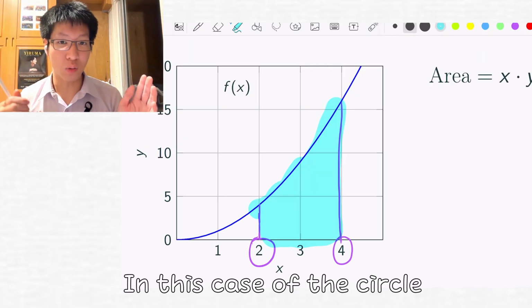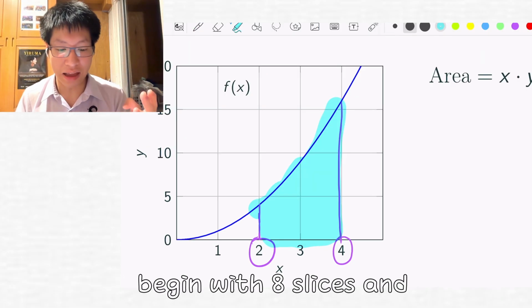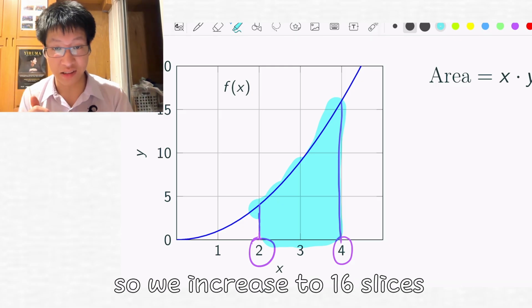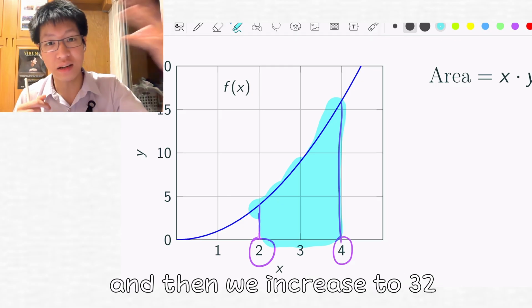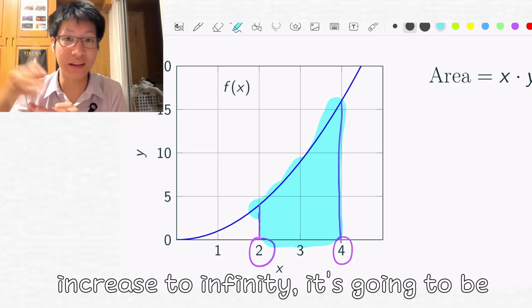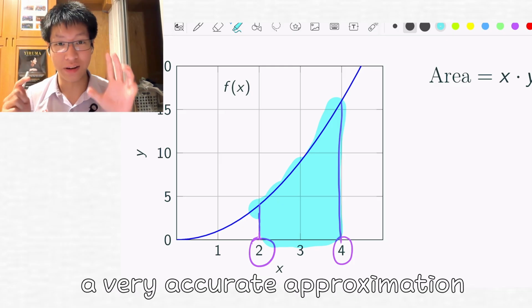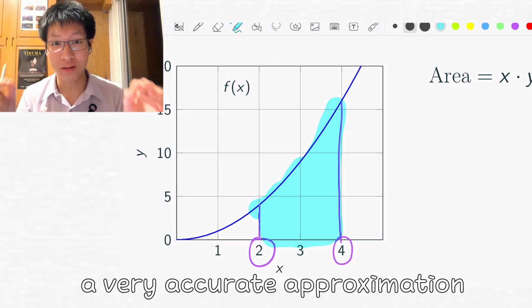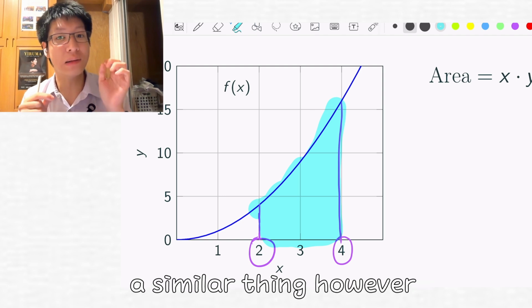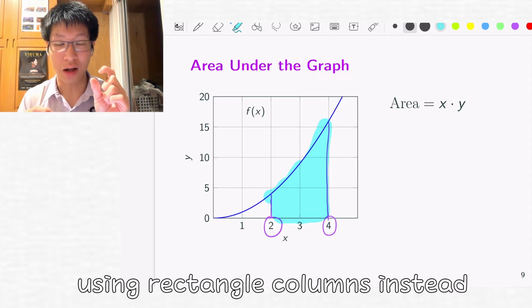So basically we are evaluating the area around this part. In the case of the circle, we began with 8 slices, and that isn't really that accurate. So we increased to 16 slices, and then to 32. And we noticed that if we increase to infinity, it's going to be a very accurate approximation of the area. And we can do a similar thing, however, using rectangle columns instead.